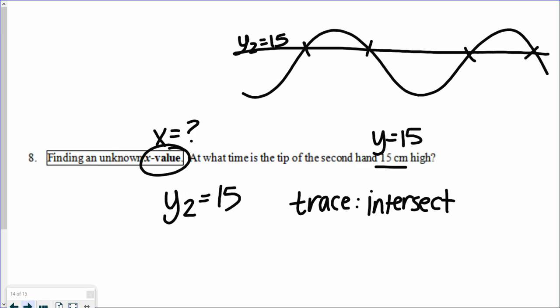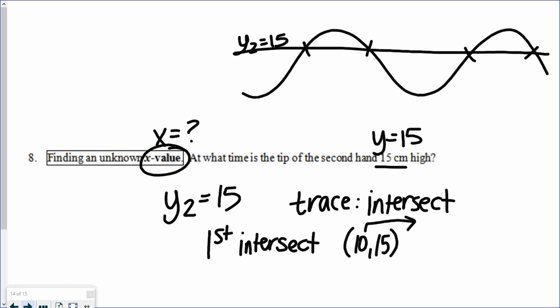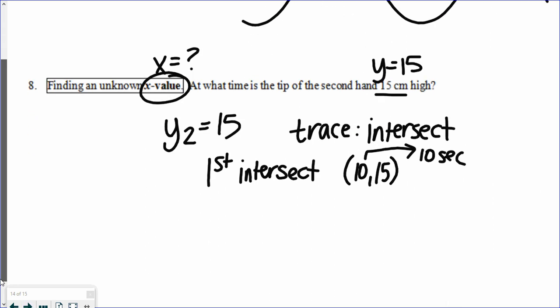So for the first intersection, you want to scroll your little controller over close to the point of intersection. The first one will intersect at the coordinate 10, 15. So that's saying at 10 seconds, it will be 15 centimeters high. The second intersect will be at 50, 15.